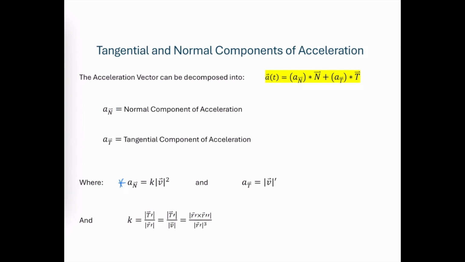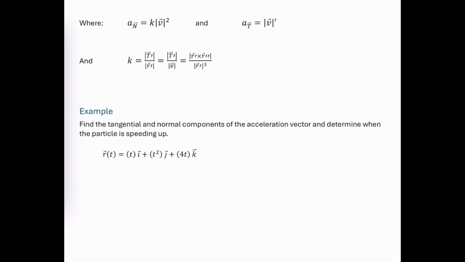The formulas for finding the normal component of acceleration and the tangential component of acceleration are here. The normal component is curvature multiplied by the magnitude of the velocity quantity squared, and the tangential component of acceleration is the derivative of the magnitude of velocity. So let's get started in this example.